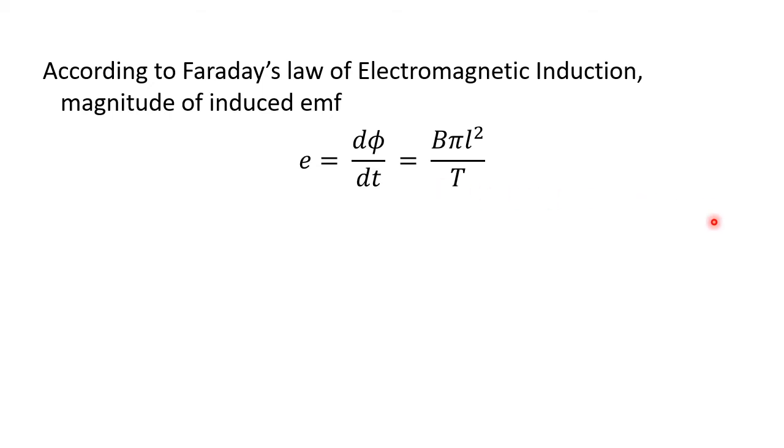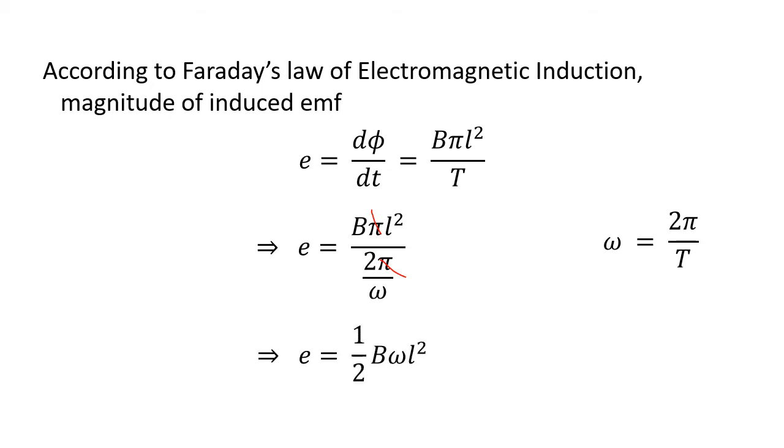Now the capital T they did not give in the given question. They mentioned omega, but we know that omega is nothing but 2 pi by T. So instead of T, we can write 2 pi by omega. If you substitute 2 pi by omega instead of T, pi gets cancelled, then omega will go upwards. Then 1 by 2 into B into omega into L square. So this is the induced EMF generated across the terminals of the rotating rod in uniform magnetic field with angular velocity omega, that is equal to half B omega L square.